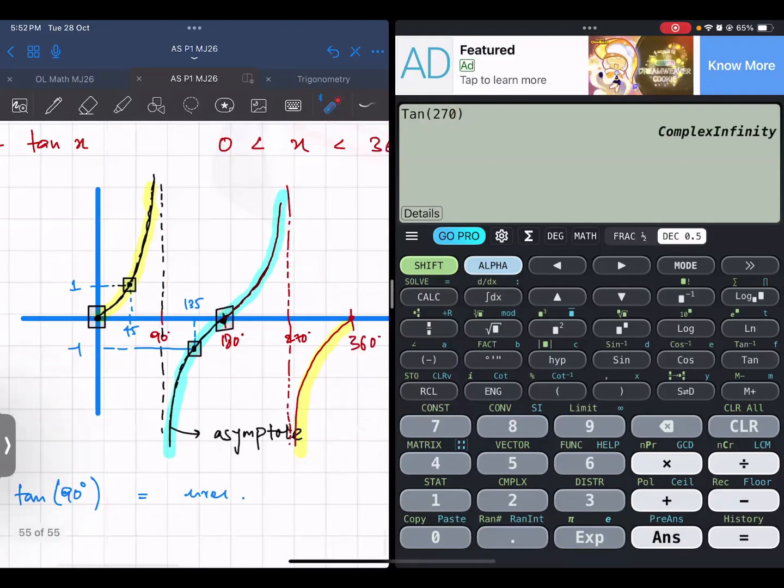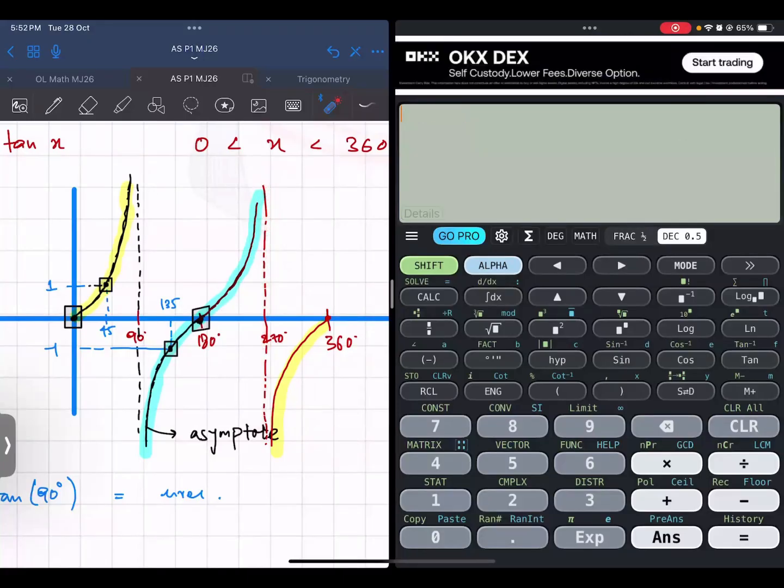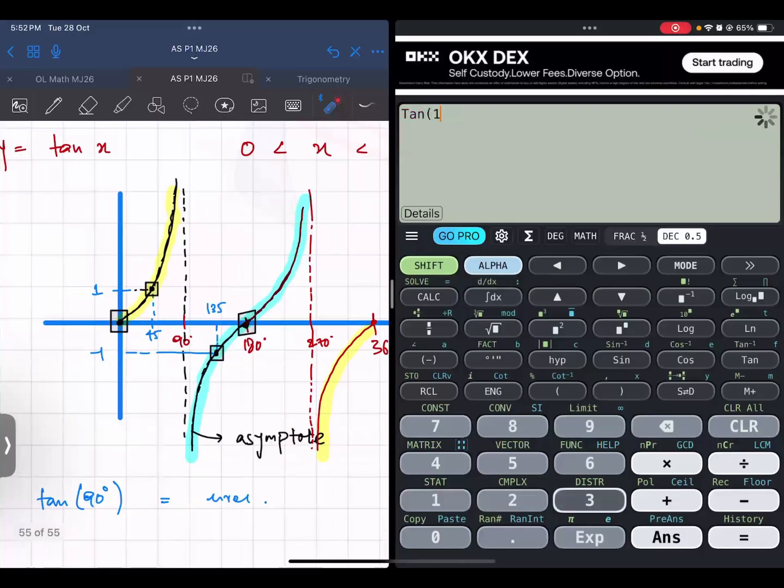Look, complex infinity. 270 is this vertical line. And this is the asymptote. So no solution at 270. Tan 90 will also have no solution. Complex infinity. Tan 135 is negative 1. You can see everything. So you can use your calculator as well to get the exact points. If you forget something in the exam, you can use your calculator.